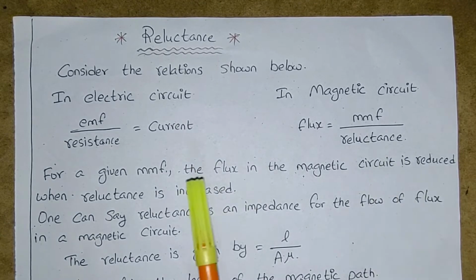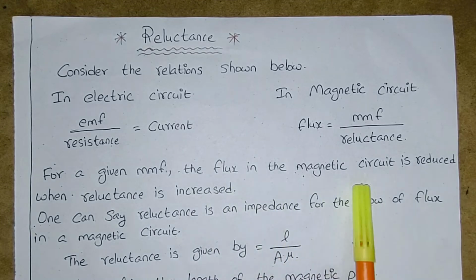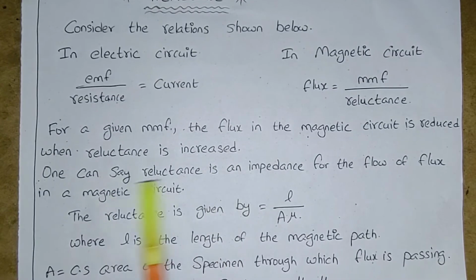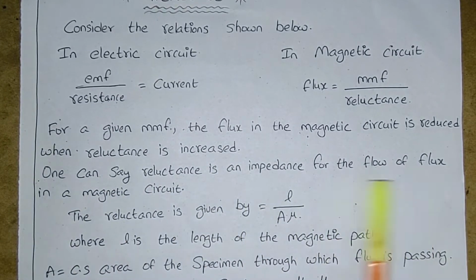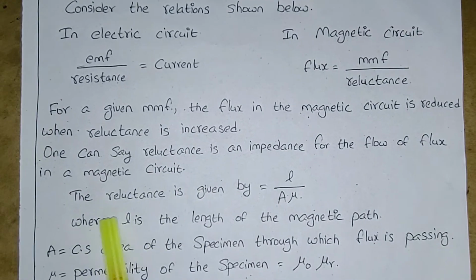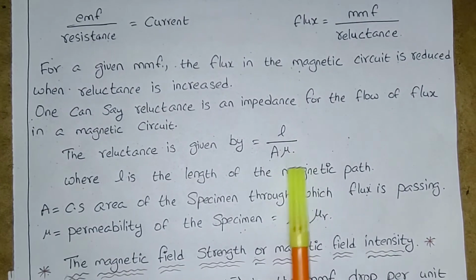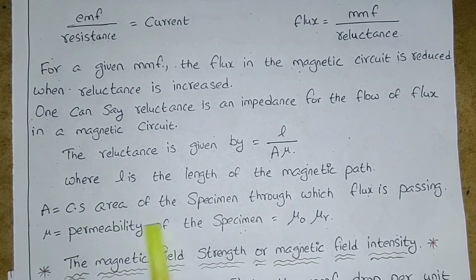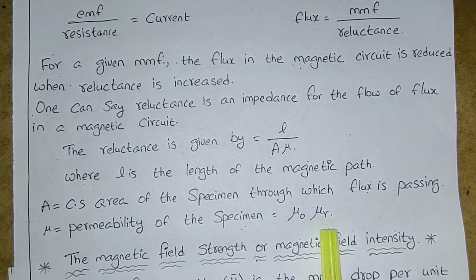For a given mmf, the flux in the magnetic circuit is reduced when reluctance is increased. So one can say reluctance is an impedance for the flow of flux in a magnetic circuit. The reluctance is given by L by A mu, where L is the length of the magnetic path, A is the cross section area of the specimen through which flux is passing, and mu is the permeability of the specimen, that is mu naught and mu r.